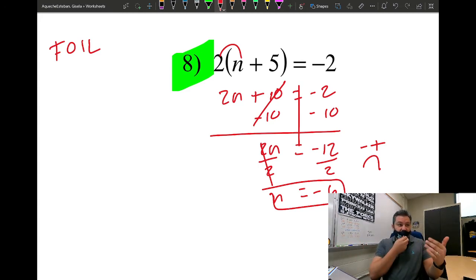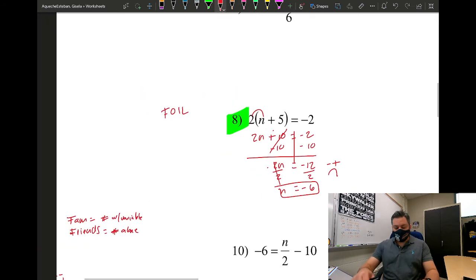Unless you have to simplify the equation first. But the first step, once you have it in standard format, you're either going to add or subtract at the beginning, depending on what this sign is. And then you're going to multiply or divide, depending on what the operation is. There's 2 steps only. So far, so good? Let's do a few more.